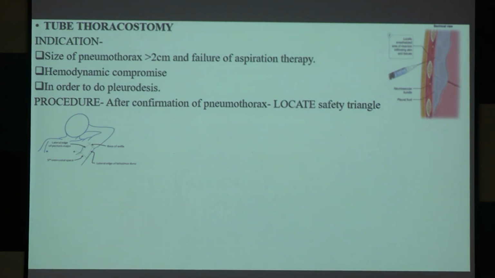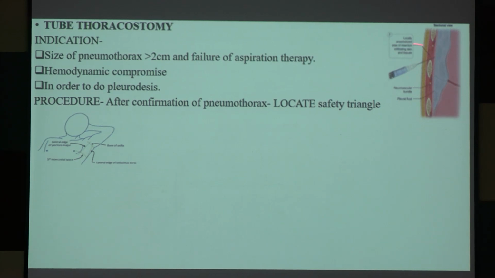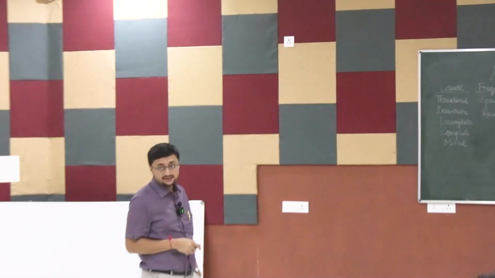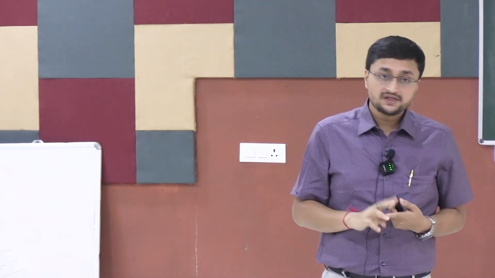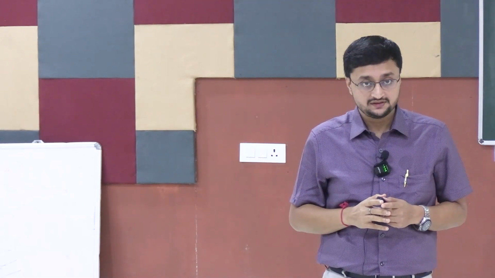Next, locate the safety triangle and always do antiseptic dressing and draping. After that, you have to give local anesthetic, lignocaine. This is the procedure of giving local anesthetic just above the upper border of the rib to avoid injury to the neurovascular bundle. The anesthesia has to be given in such a way that the patient's pain is reduced. You are giving a local anesthesia, a regional block kind of anesthesia.